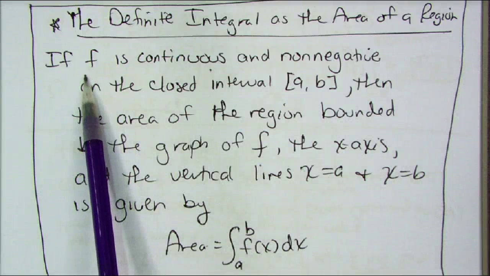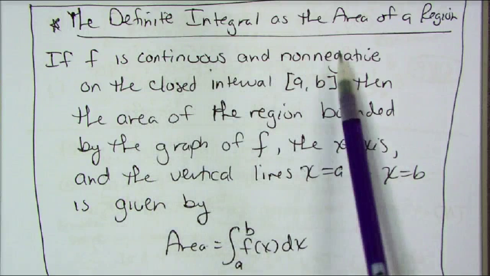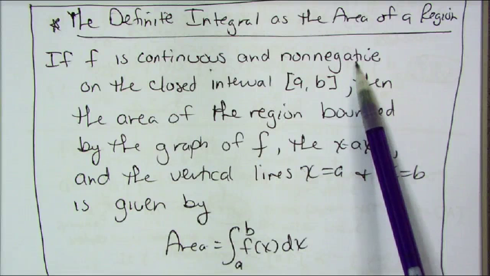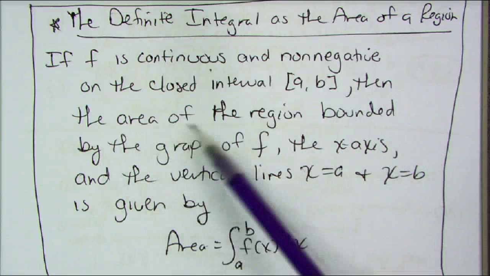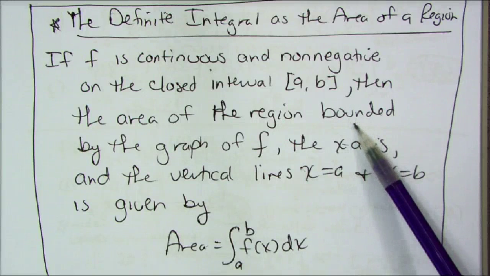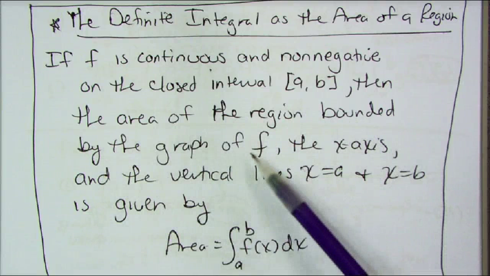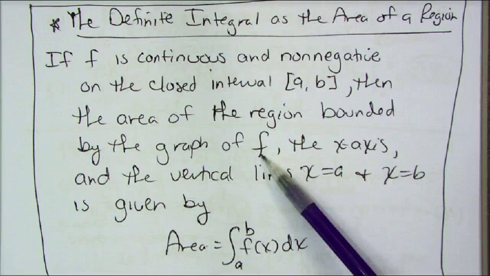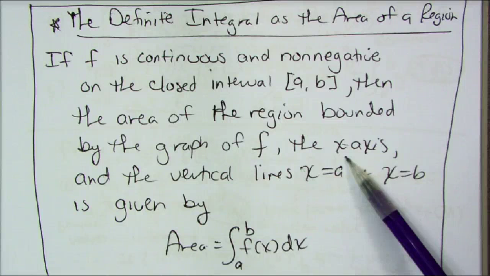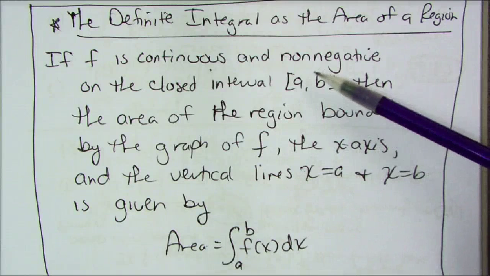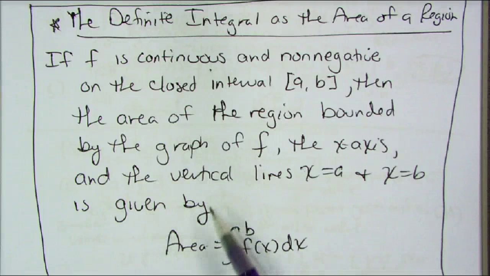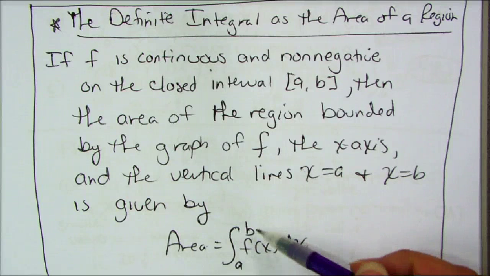So if f, my function, is continuous and it is not negative, which means it's above the x-axis, on the closed interval from a to b, then the area of the region bounded, or closed off, by what? By the graph of f, that's above the x-axis, the x-axis itself, and then the vertical lines x equals a and x equals b, which are formed from the closed interval. And this is given by this antiderivative, or this integral. So an integral is actually area. And this is what we've been noticing in our FRQs.